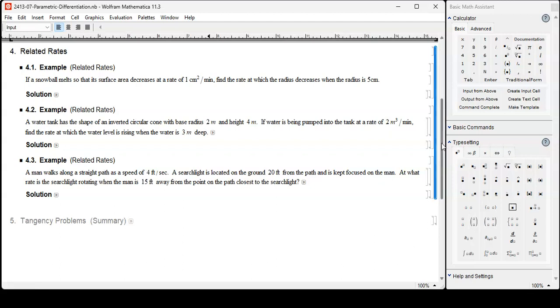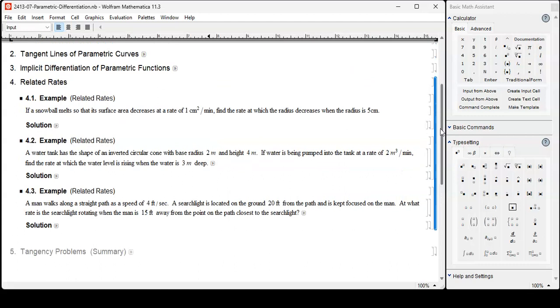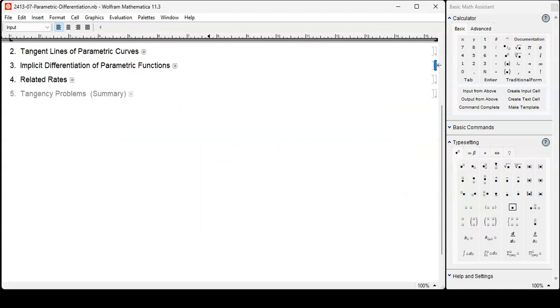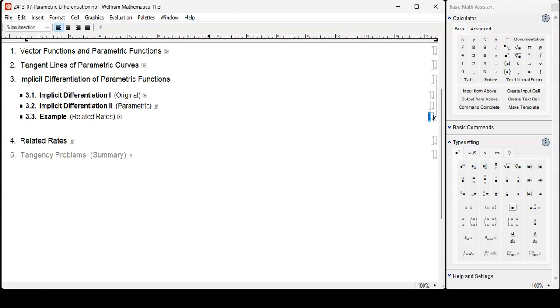So what do you think? Do you agree that these are empirical? Now don't be intimidated. In section 3, we already went through the structure of related rates problem.